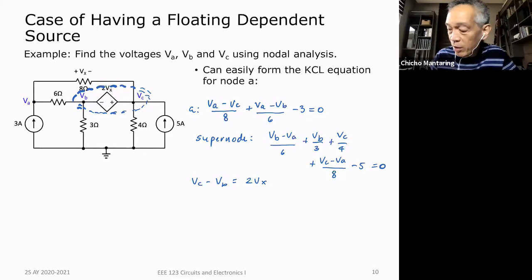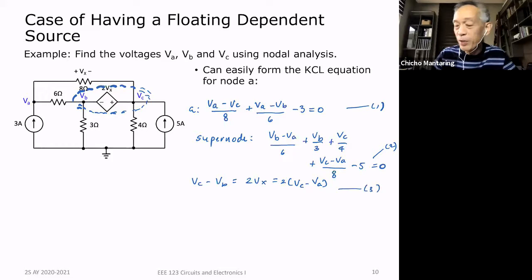But wait, what is VX? That's another unknown. But actually, it's very trivial to express VX in terms of our node voltages. VX is simply VC minus VA, so this is equal to 2 times VC minus VA. So I have 1 equation here, this other equation here, and this other equation here. So 3 equations in 3 unknowns.